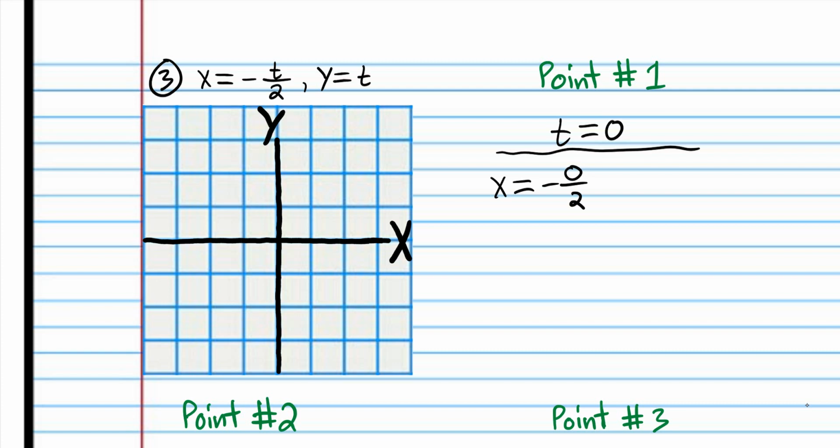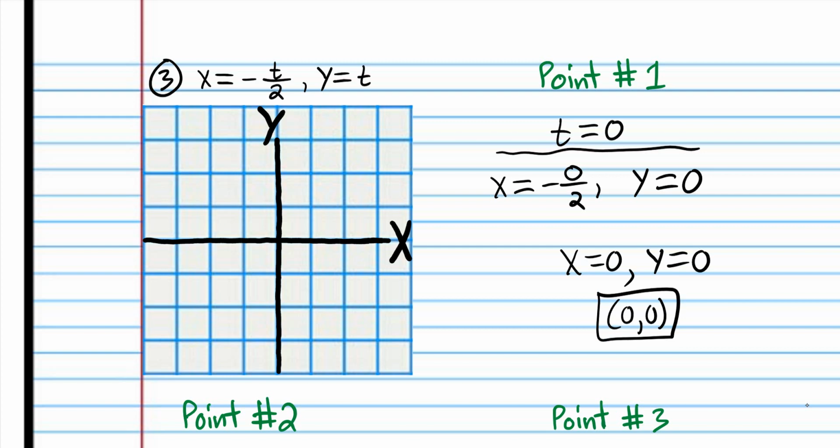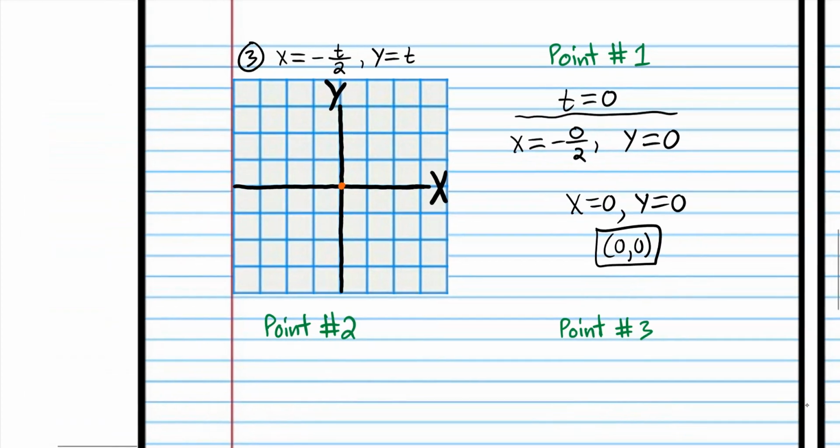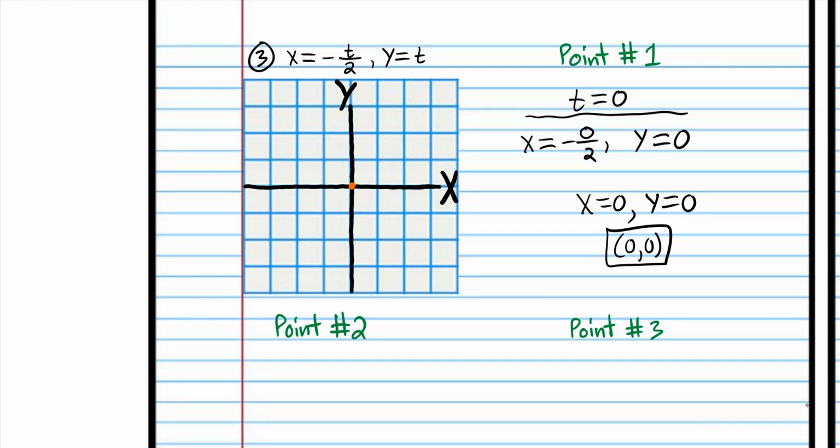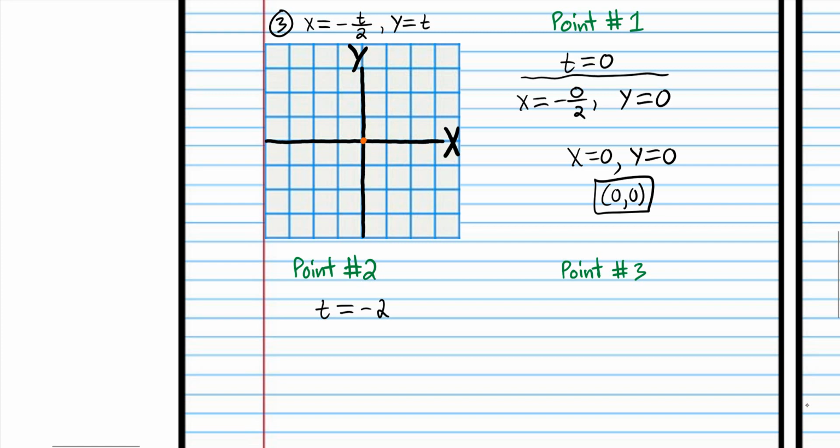So we have -0/2, and y is equal to 0. So x is 0 and y is 0. So 0, 0 is our first point. And now let's choose, I'm going to choose -2 because I don't want to deal with the fraction.